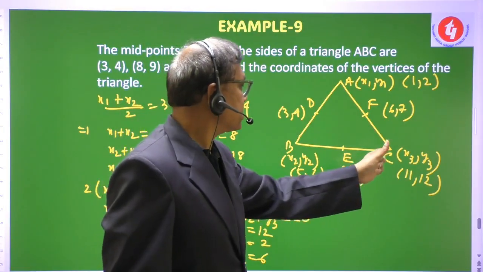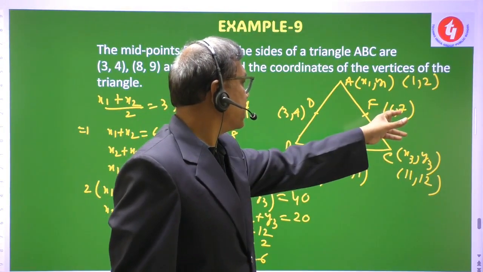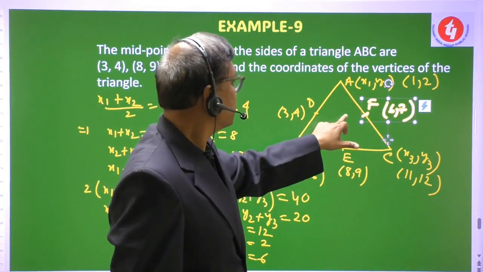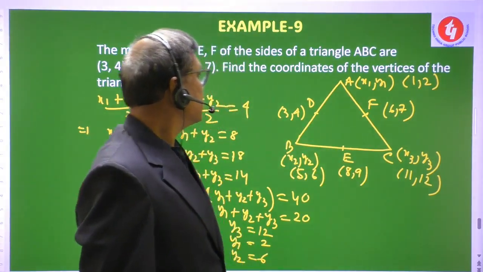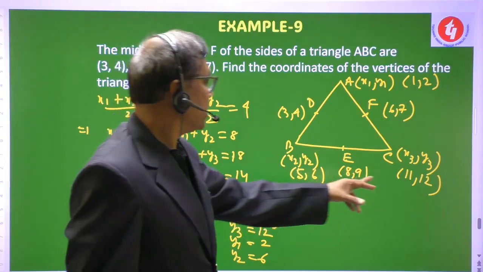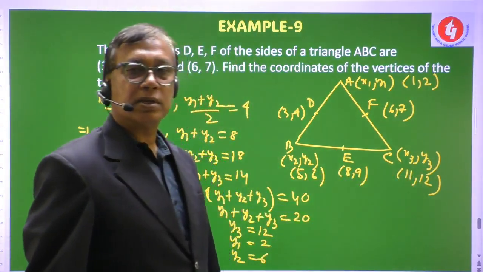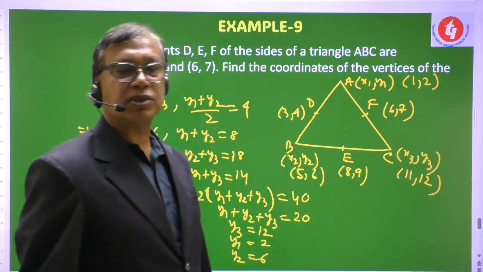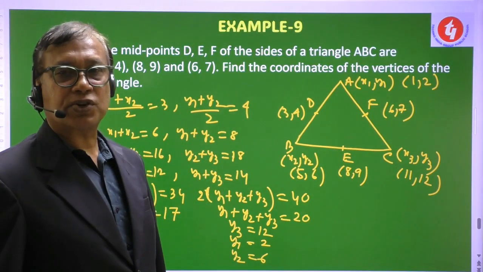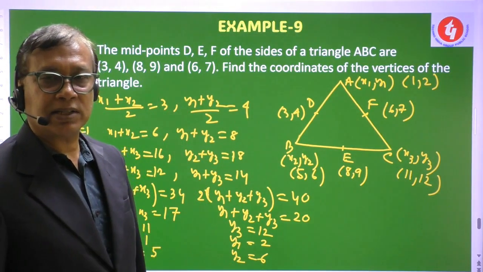Same thing for C, 6 plus 8, 14. 14 minus 3, that is 11. And 9 plus 7, 16. 16 minus 4 is 12. So without any calculation, we can say the coordinates of the 3 vertices applying this shortcut trick. Is it clear? I think you enjoyed this.